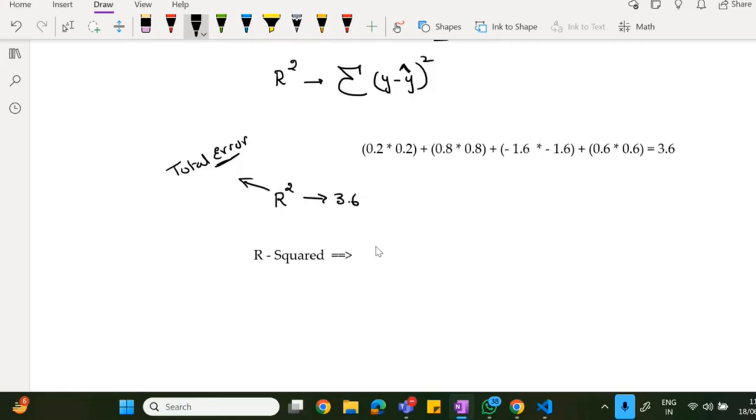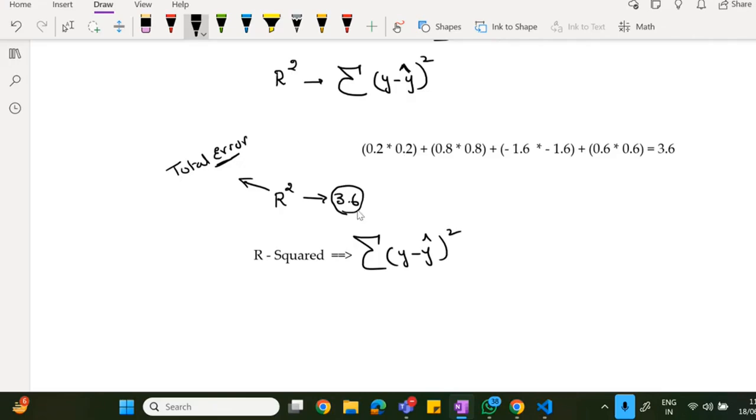Remember this: summation of y minus y hat whole square. This is a very popularly asked interview question. What is R square? It is summation of y minus y hat whole square. Why have we given the whole square? To neutralize the sign and to get the error. Now, when you observe, this is nothing but the total error. After squaring, this is the total error we got.